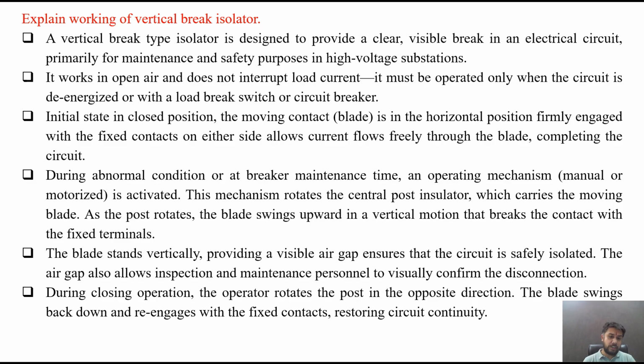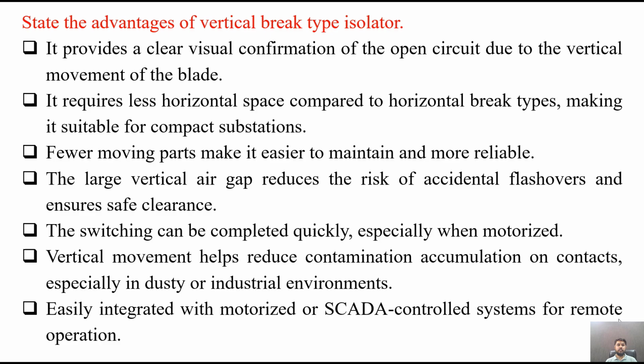During closing operation, the operator rotates the post in the opposite direction. The blade swings back down and re-engages with the fixed contacts, restoring the circuit continuity. So this is how the vertical break isolator operates.